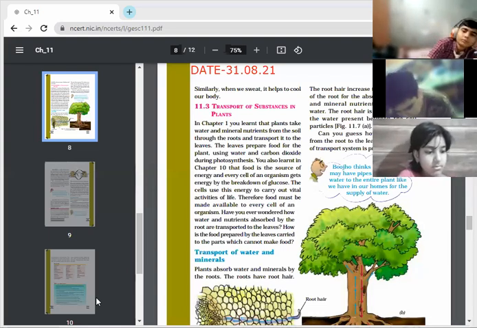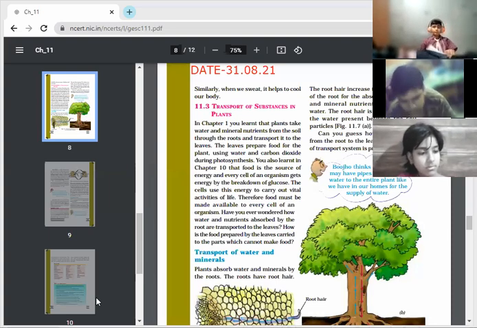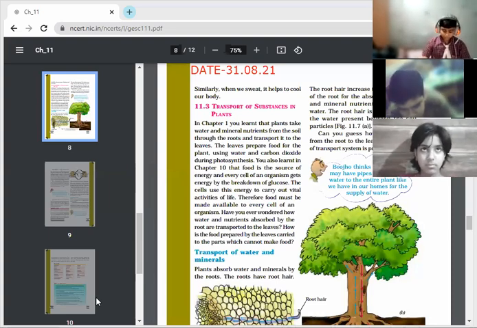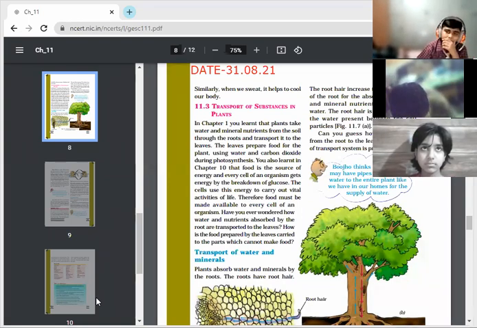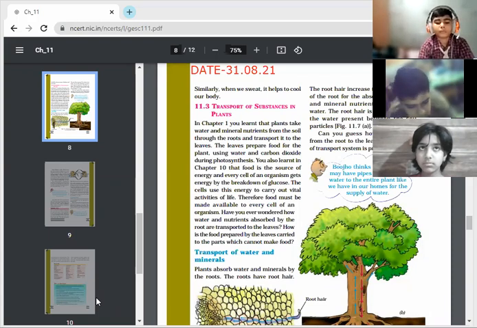So let's study, because as we know, plants also prepare their food, and the food prepared is sent to all parts of the body. And for the preparation of food, plants need air, water, nutrients, etc. So let's read deeply about how plants take water and minerals from the soil, and how they transport it to the leaves where the food is prepared. First of all, we'll study the transport of water and minerals.